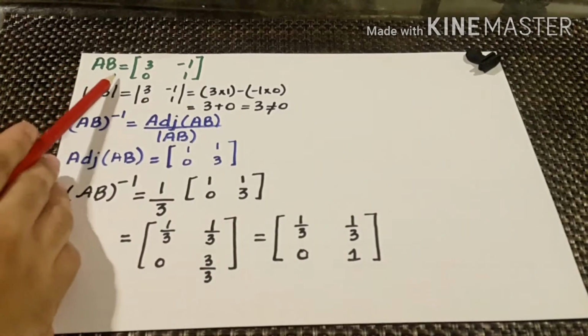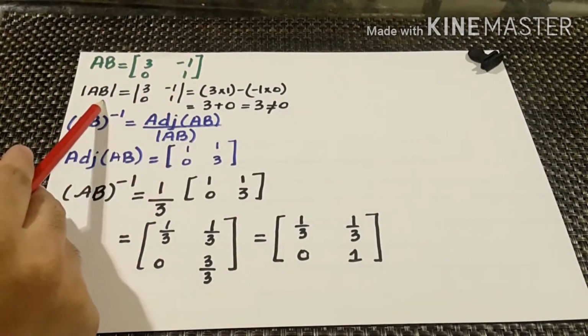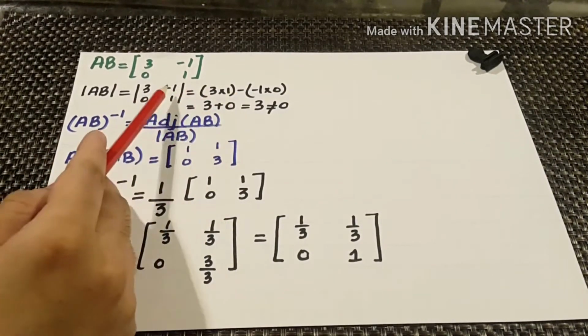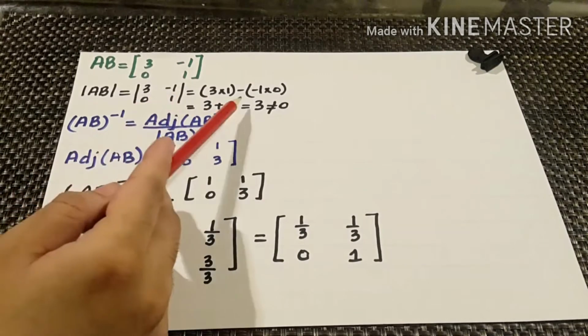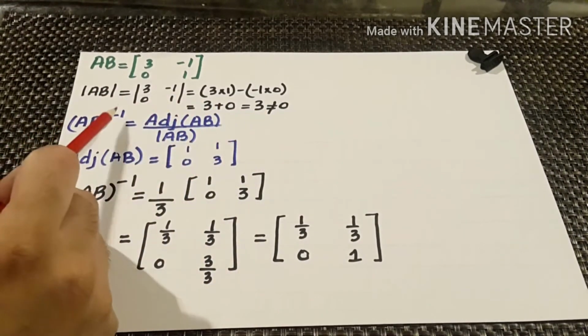Now the AB matrix is [3, -1; 0, 1]. Now we take its determinant. 3 will be multiplied with 1, and -1 will be multiplied with 0. We get 3, which is also not equal to 0, therefore its inverse exists.